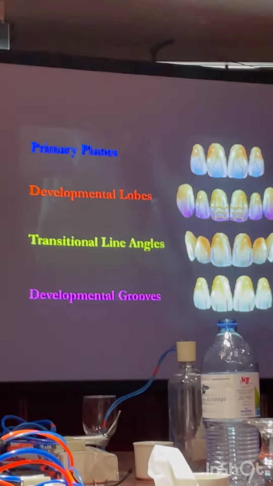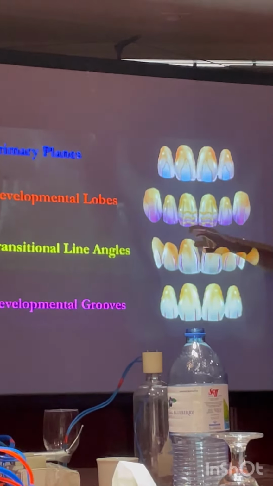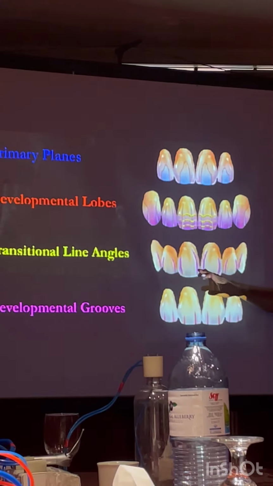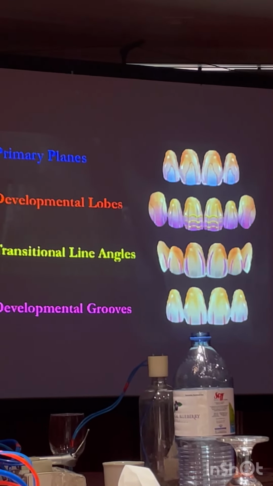So know the basics. It could be a primary plane. These are primary characteristic features. Primary plane, developmental lobes. These are horizontal grooves running like this. Transitional line angles, developmental grooves. These are vertical grooves.